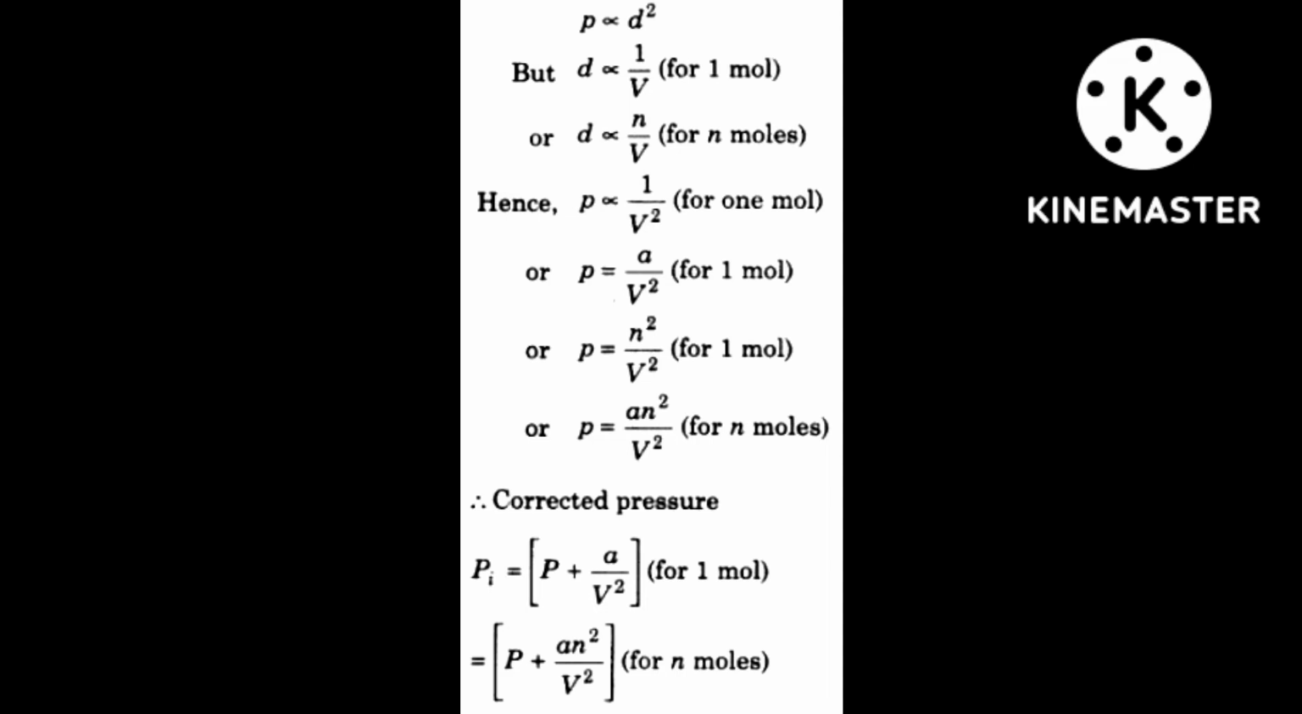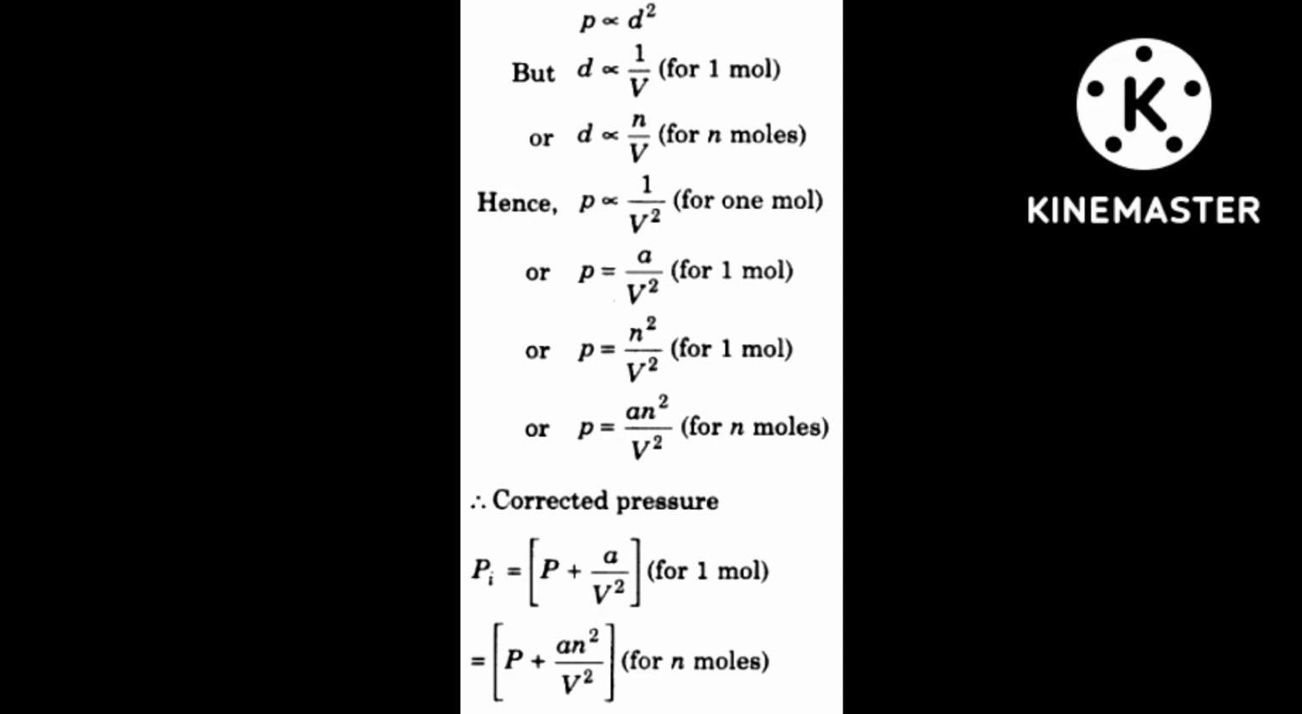Then how much is the force decreasing? If all were ideal, then they would have exerted more pressure. But now it is less pressure. Then how much is the difference? How much is the pressure less? For that, you have to make one correction, due to the attractive forces.